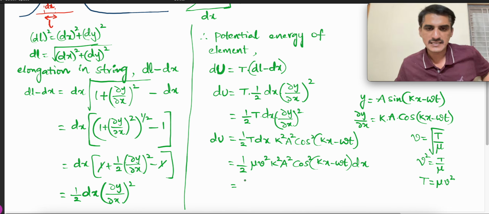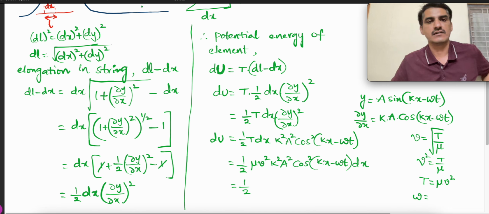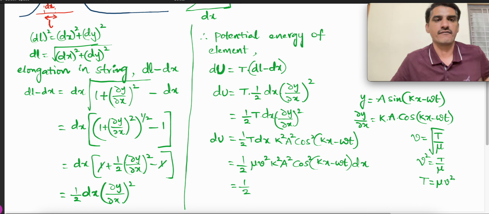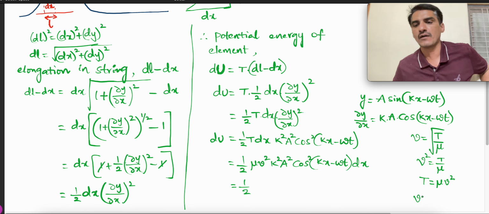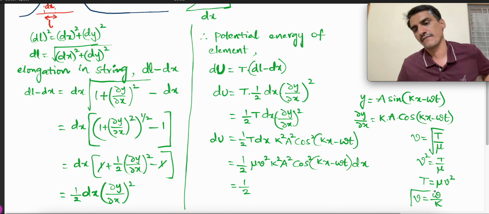So what is k square a square, or what is v square k square here? Or else, let us write v is equal to the speed of a wave formula. One more formula is there for the speed of a wave: v is equal to omega by k. There is one more formula for the speed of wave.